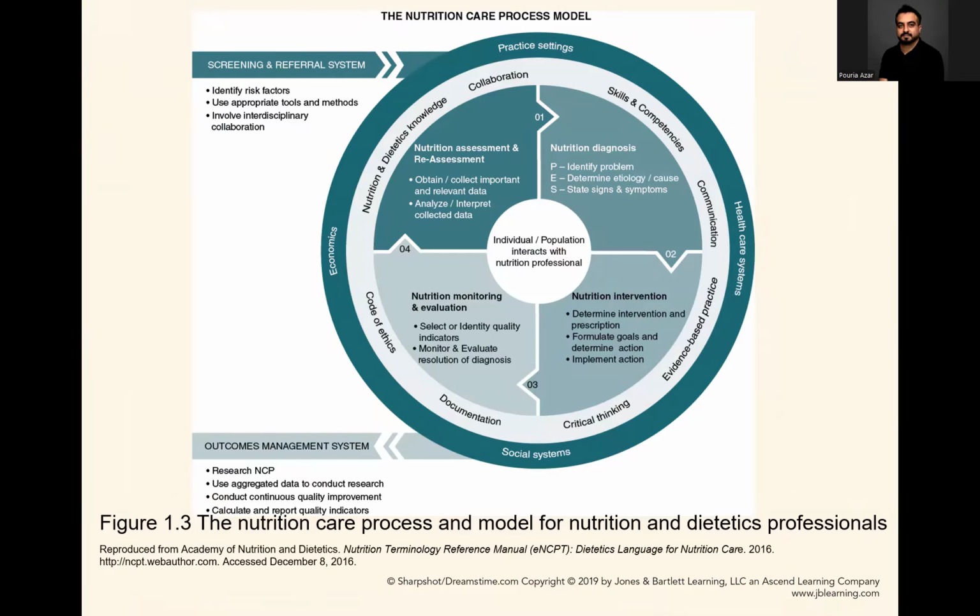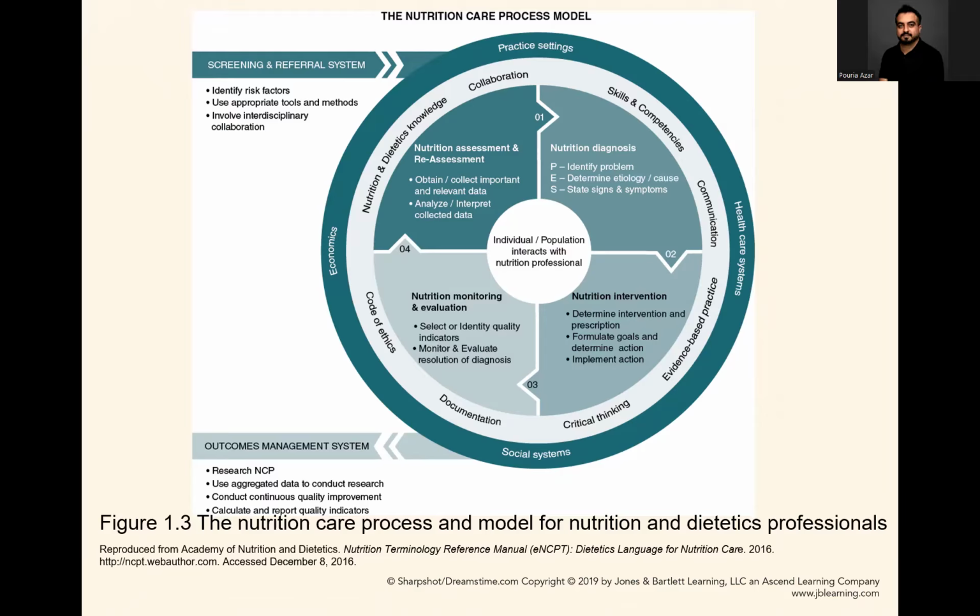So this is the nutrition care process. As you can see, it is a circle, which means the nutrition care process is not a linear process. It starts with nutrition assessment, then it goes back to nutrition reassessment, and then we start it again until the nutrition problem is resolved. After a nutrition problem is resolved, then we can close the nutrition care process. We can discontinue this process.